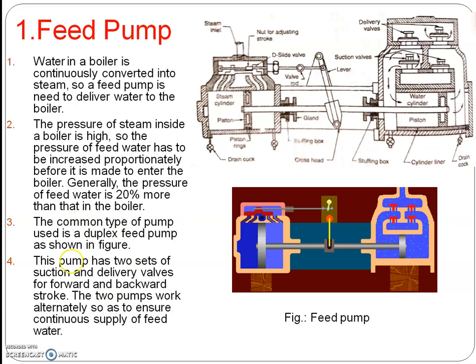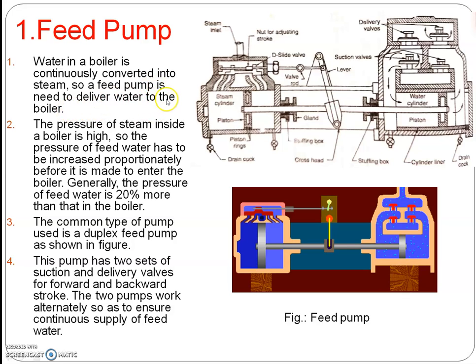The reciprocating pump consists of a pump cylinder and a piston. Inside the cylinder, the piston reciprocates and displaces the water. The reciprocating pump may be of two types: the single acting pump and the double acting pump. In a single acting pump, the water is displaced from one side of the piston only, and so the water is discharged on alternate strokes.